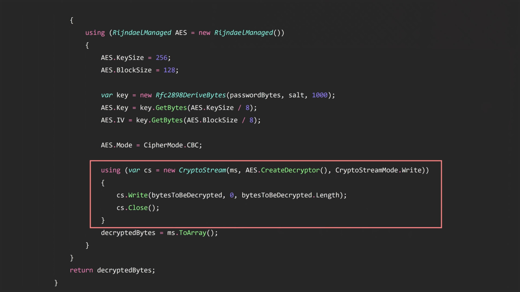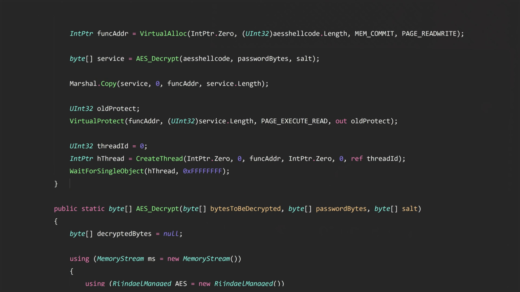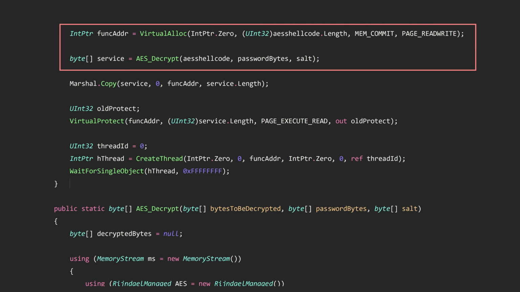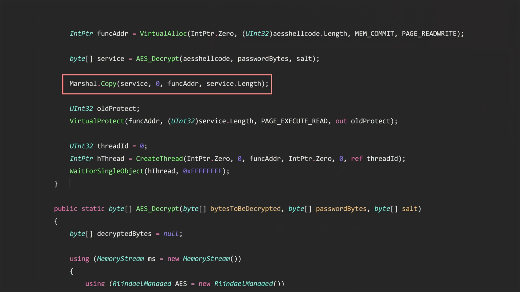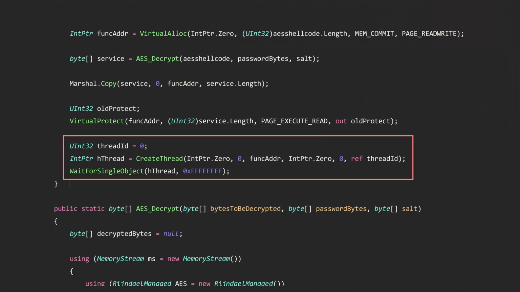And we once again write the output to the memory stream, convert it into a byte array using the toArray method before returning it. And then here back in our main function, we now have our decrypted payload as well as our memory buffer, so the rest is exactly as it was before. We copy our decrypted shellcode into memory, we change our memory protection constants so that we can execute our shellcode, and then we go ahead and execute it.